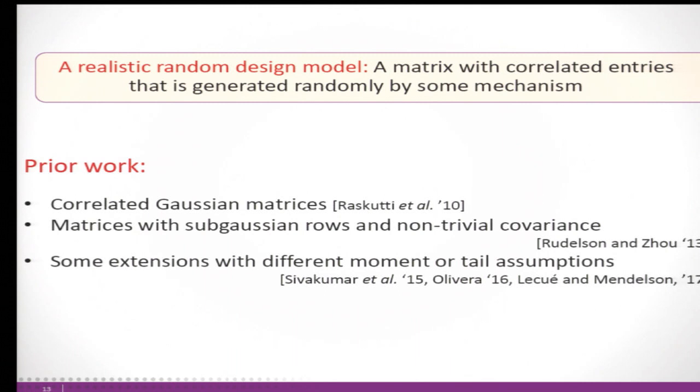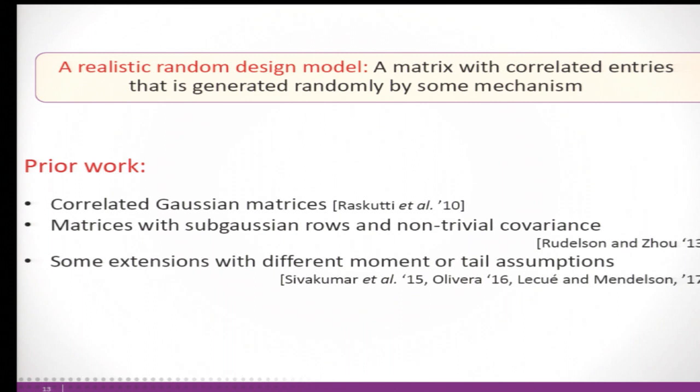Okay, so that's the setting that motivated this work. The motivation is to look at a matrix with correlated entries that is randomly generated by some mechanism. Okay, and there is some prior work along this line. It's known that correlated Gaussian matrices satisfy this restricted eigenvalue condition. That result has been extended to subgaussian rows, and there are a few other extensions of this result also.